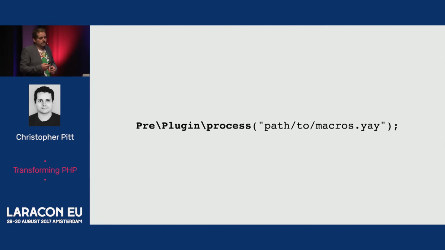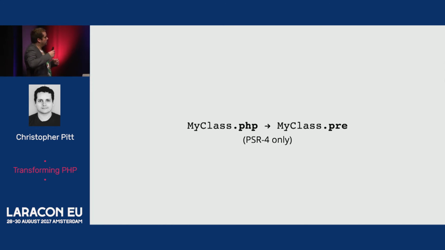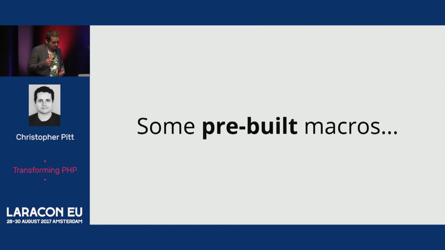But for the most part, I found that if I have classes with PSR-4 autoloading, I made Pre to be able to allow you to opt into preprocessing just by renaming the extension of PSR-4 autoloaded classes from .php to .pre. So it's an opt-in system, similar to if you use Hack, for example, that's also opt-in in a similar way. And on top of this plugin, I've built some macros from syntax from other languages that I like. And maybe you'll like them as well, but they're suggestions.